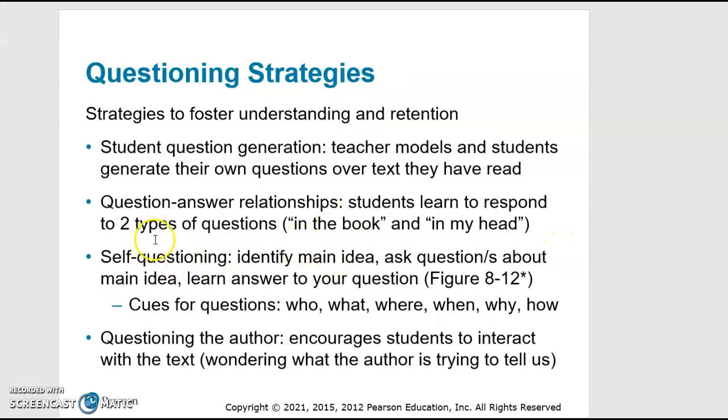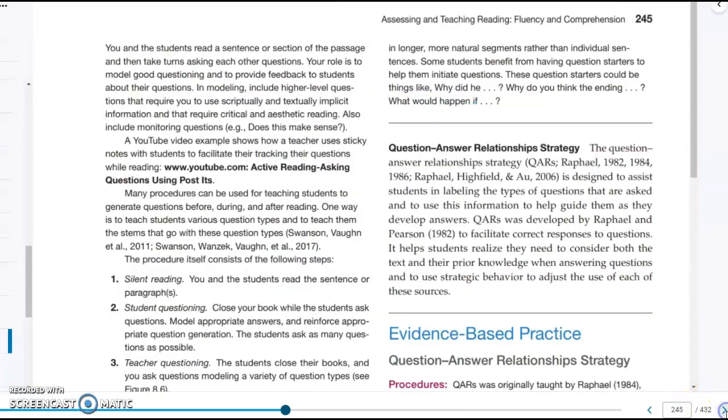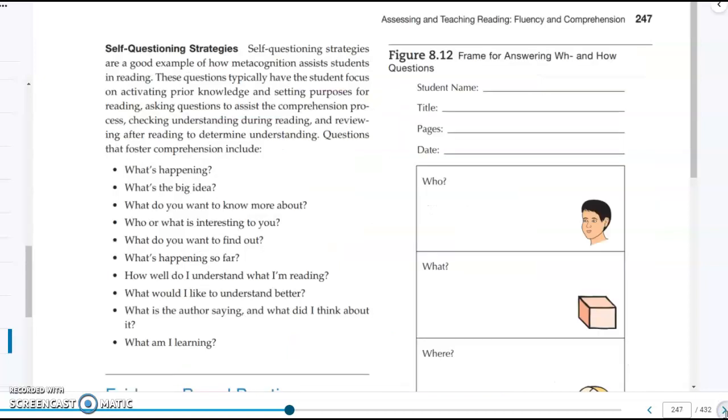Students learn to respond to two types of questions: in the book, kind of that explicit, in-your-face, and then some more implicit, in my head, and I'll show you that in just one second from the textbook. You want to think about some self-questioning: how can they identify the main idea, ask questions about the main idea? I want to show you the cue cards, figure 8-12, on page 247. This is just a little frame, and here are some self-questioning strategies that they might want to ask.